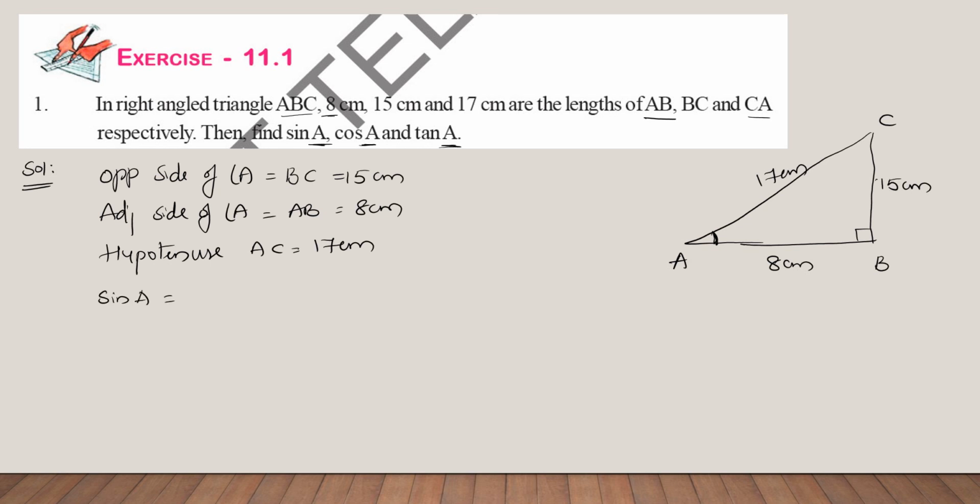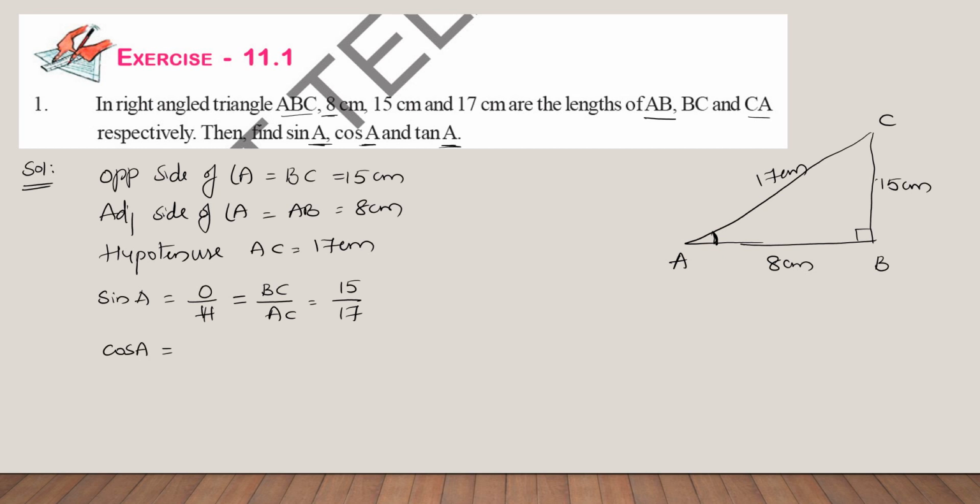So sin A is given by opposite side to A by hypotenuse, so O by H. Now what is opposite side to A? Opposite side to A is BC, by hypotenuse AC. Now on substituting the values, it gives me 15 by 17. If you observe, since it is a ratio, it won't have any units, so you need to understand clearly that these trigonometric ratios do not have any units.